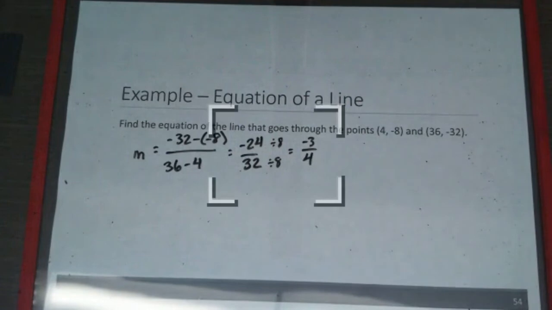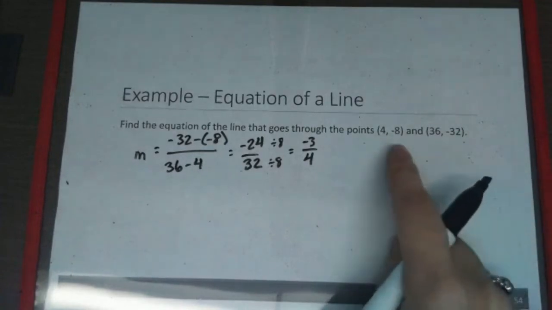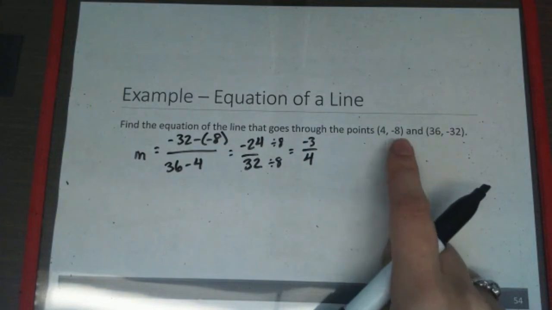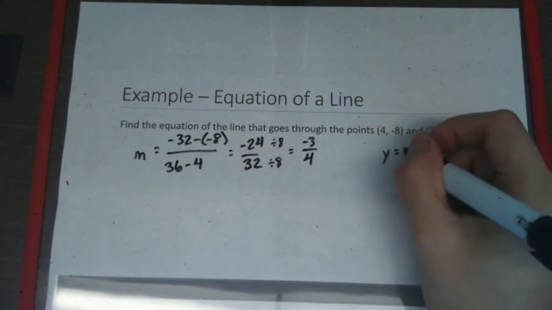and that's my slope. Now that I have my slope, I can use either the y equals mx plus b or the y minus y1 equals m times (x minus x1) to get my equation. I just have to pick one point to use. I'm going to use the (4, -8) because I like smaller numbers if at all possible. And this time I'm just going to use the y equals mx plus b method.